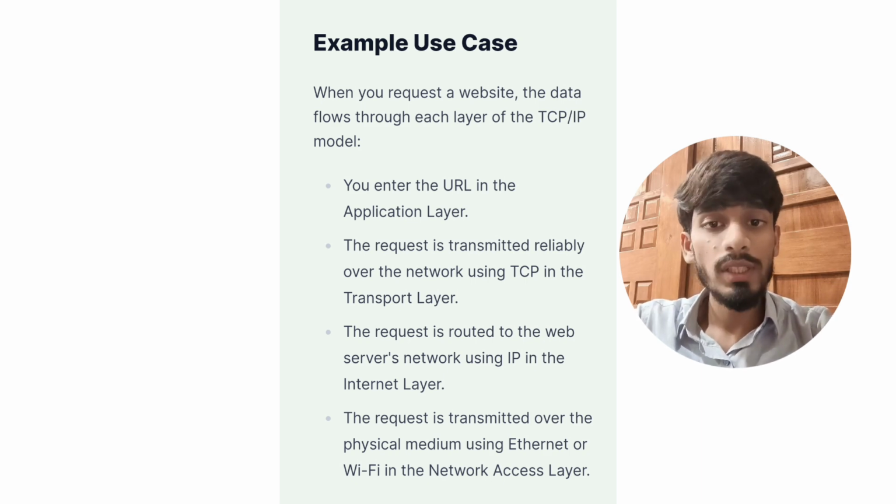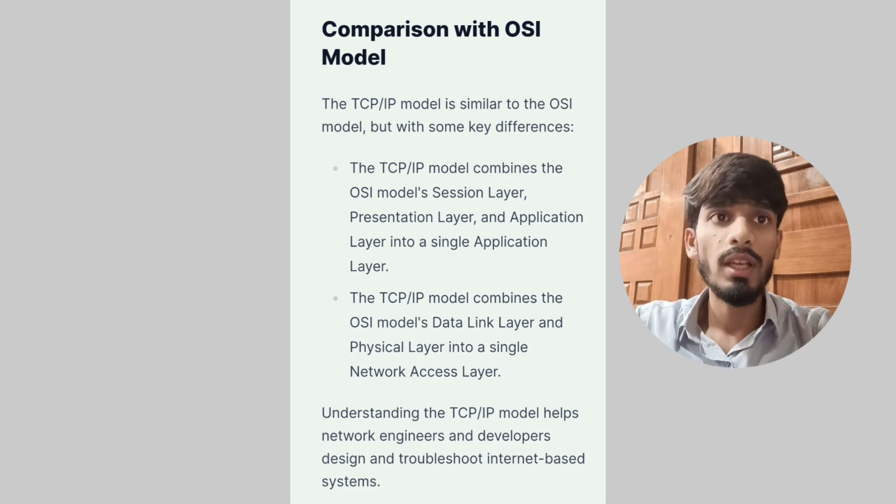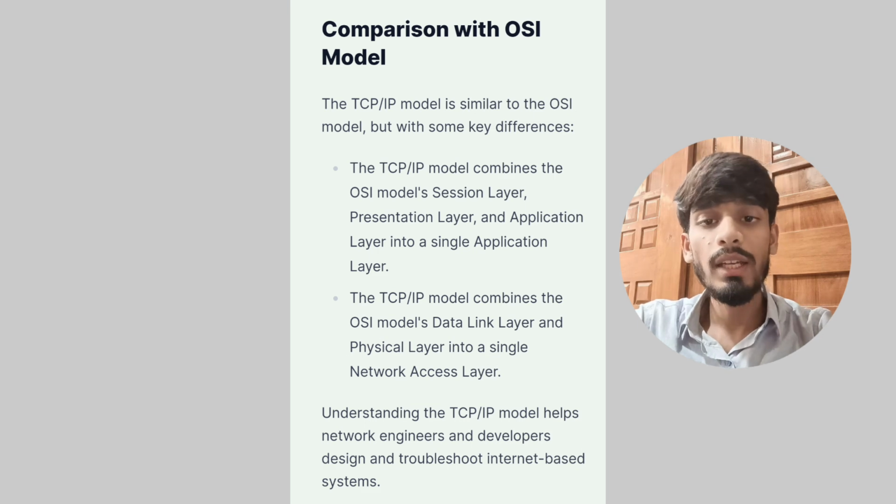Now we will compare the OSI model and the TCP/IP model. The TCP/IP model is similar to the OSI model but with some key differences. What are the differences? The TCP/IP model combines the OSI model's session layer, presentation layer and application layer into a single application layer. The TCP/IP model combines the OSI model's data link layer and physical layer into a single network access layer. These are some differences between the TCP/IP model and the OSI model.